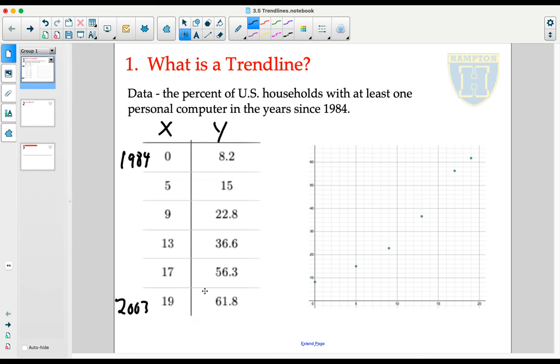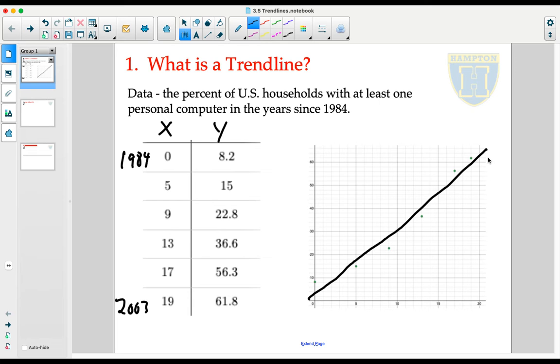It's close to linear, and you'll see in other parts of the lessons we use the term strong correlation for points that stay close to linear. But in this case, for our trend line, we're just going to do our best to draw a line that goes through or near as many of the points as possible. So just a rough sketch of a line that gets pretty close to as many of the points as possible.